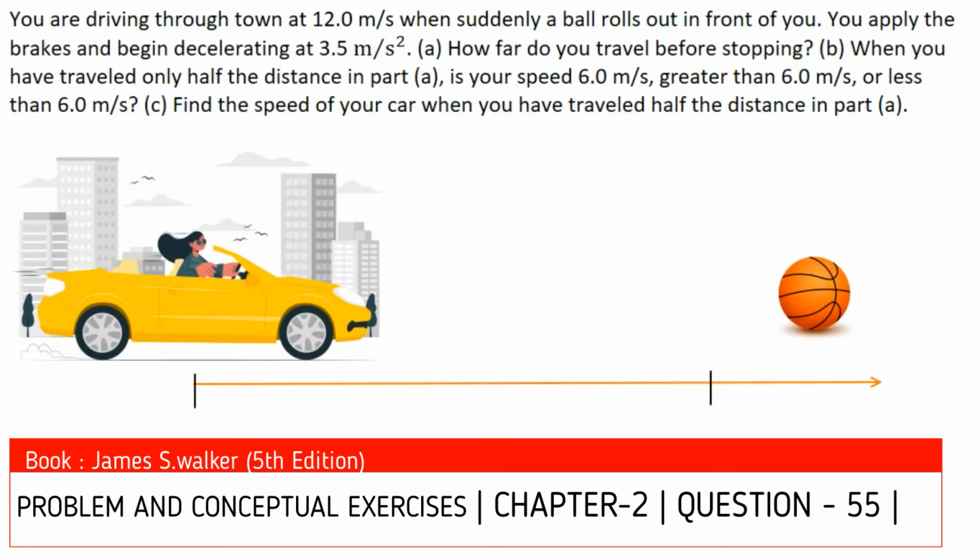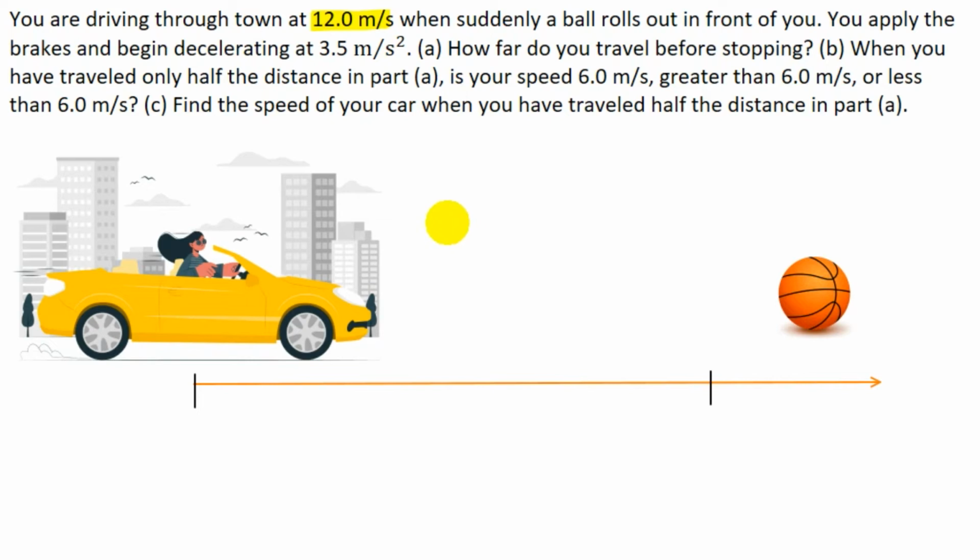So here we are given that you are driving a car with speed 12 meter per second and suddenly a ball rolls out in front of you. So you start decelerating at 3.5 meter per second squared. Now there are three parts that we need to solve. In the A part, we have to calculate the distance traveled by the car before stopping.